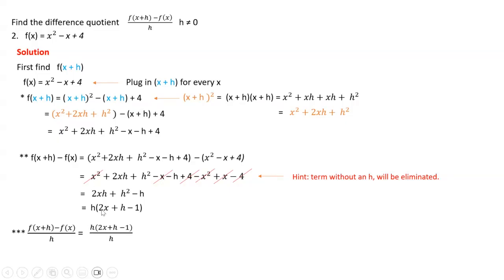Now comes step 3. So it'll be the previous step, all over h. Now the h divided by h is equal to 1. So the result is 2x plus h minus 1. And these types of problems, you will see them again when you take the next course, which is 1325. This is the beginning of derivatives in business calculus.